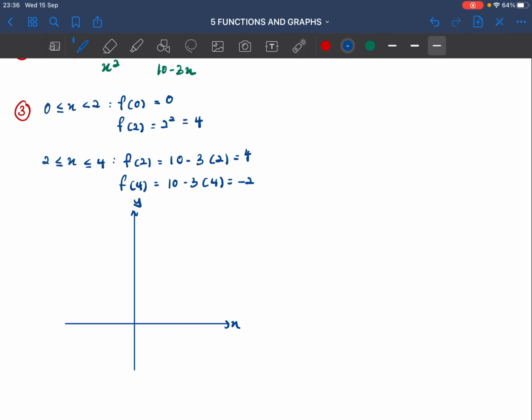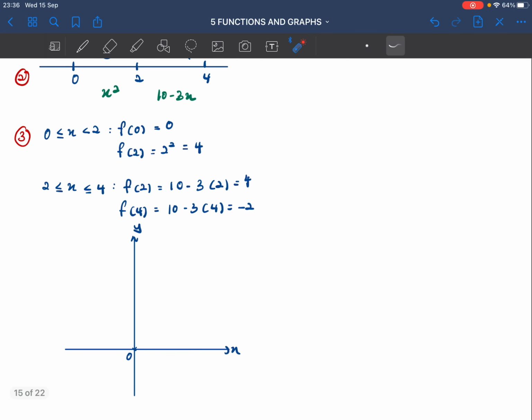Semua kita plotkan. So we have x0, y0, which is dekat sini. And then back to the interval. So when x equals to 0, dekat sini equal. So kita tahu kalau equal, dia akan jadi dense circle. Okay, close. So hitam lah dekat situ. So when x equals to 2, y equals to 4.